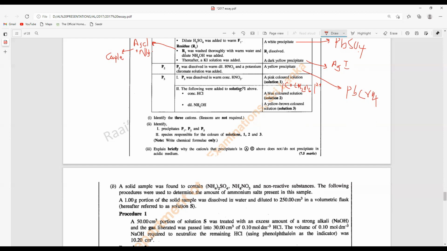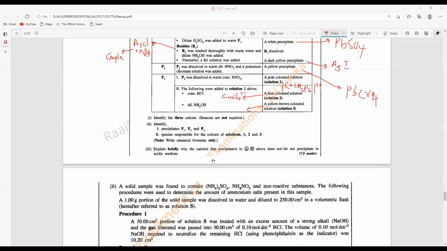And the following was added to solution one above. So the cobalt 2+ solution with concentrated HCl gives a blue color. So you know this is CoCl4 2-. You should know at this point. And when you add diluted ammonia, a yellow brown color solution, that is the chromic hydroxide that can be formed.